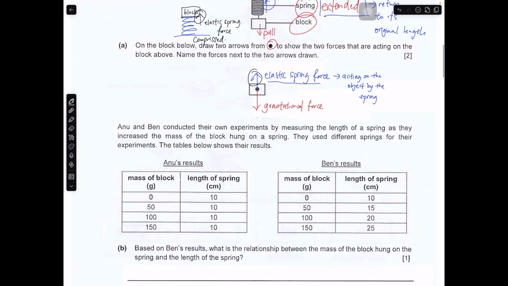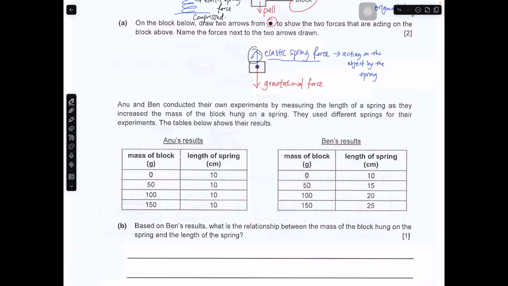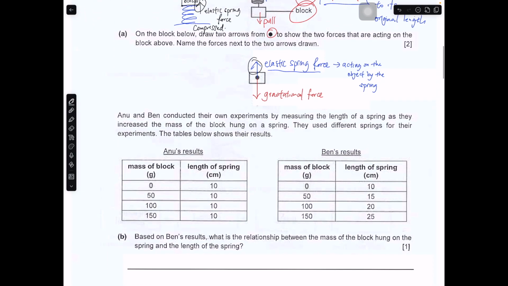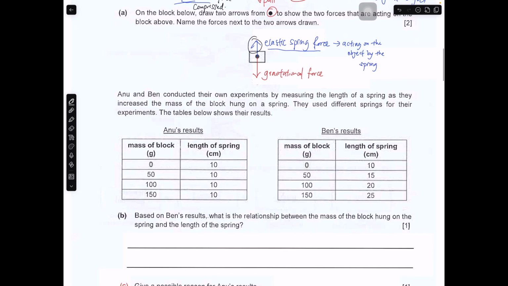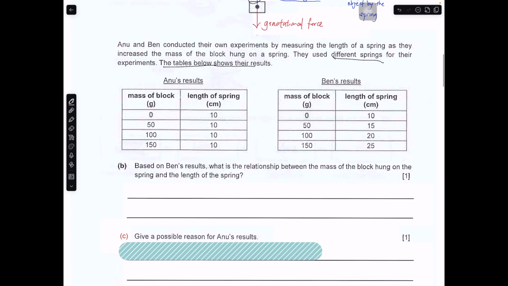Okay, let's move on to the next part. Anu and Ben conduct their own experiment by measuring the length of the spring as they increase the mass of the block hung on the spring. They use different springs for their experiment. The table below shows their result. You can see as Anu increased the mass of the block, the length of the spring remained the same. But for Ben, when he increased the block, the length of the spring increases.